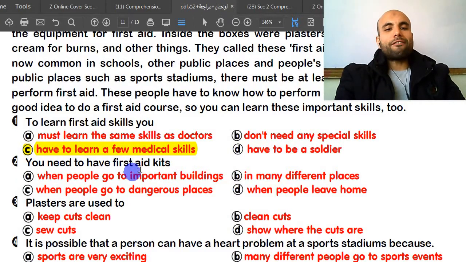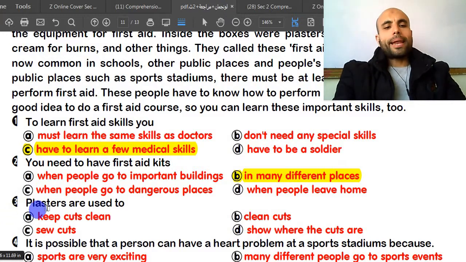Number 2, you need to have first aid kits space. A, when people go to important buildings. B, in many different places. C, when people go to dangerous places. D, when people leave home. So the answer will be, excellent, B, in many different places.